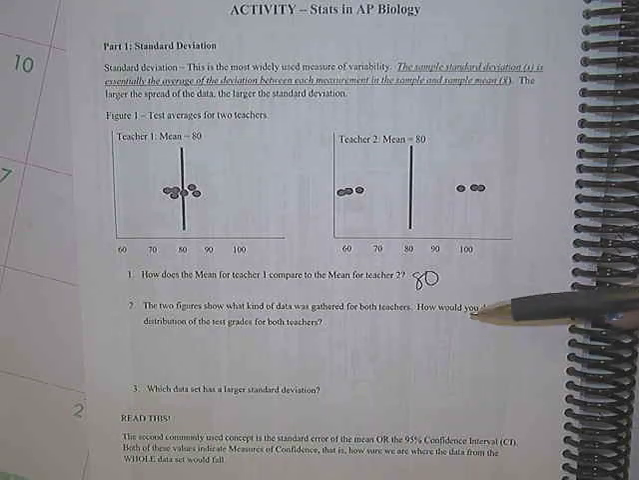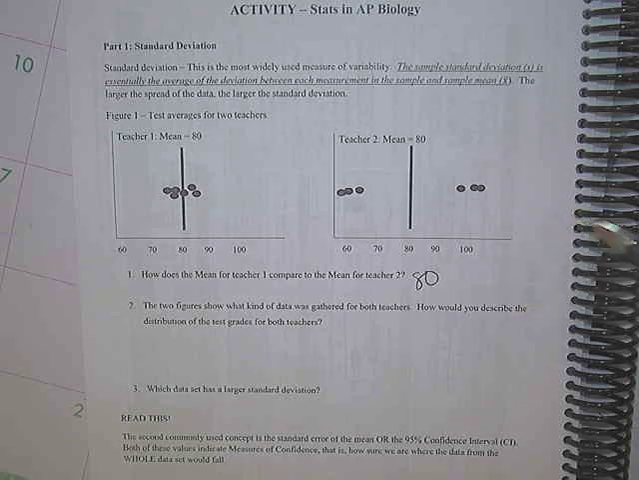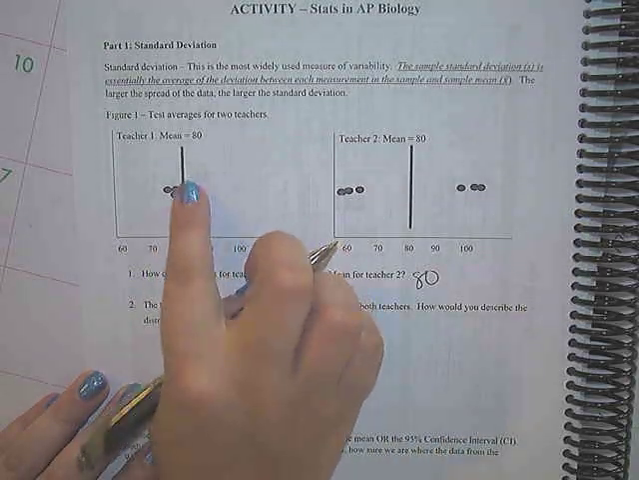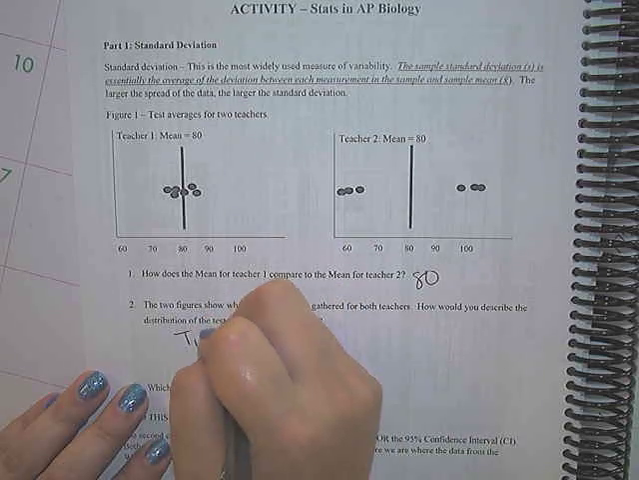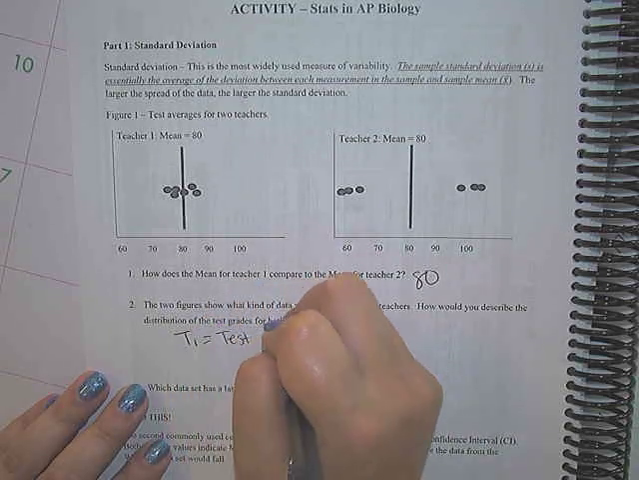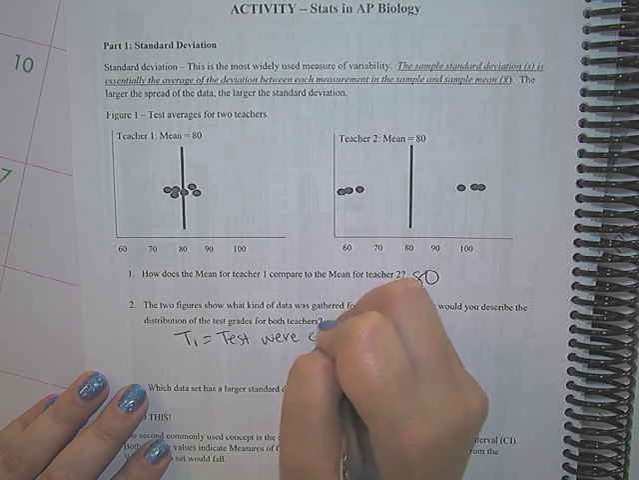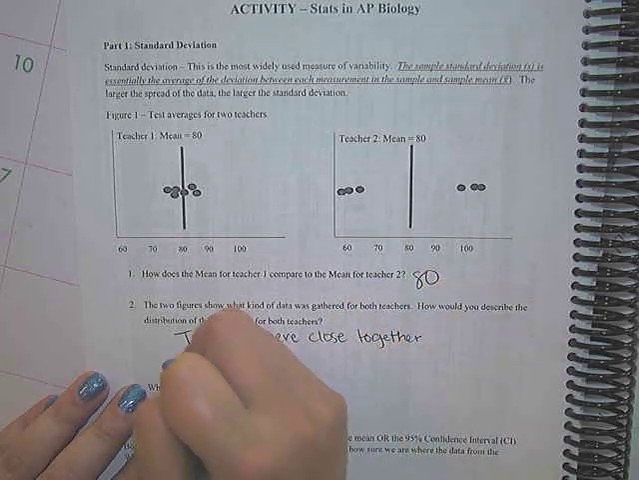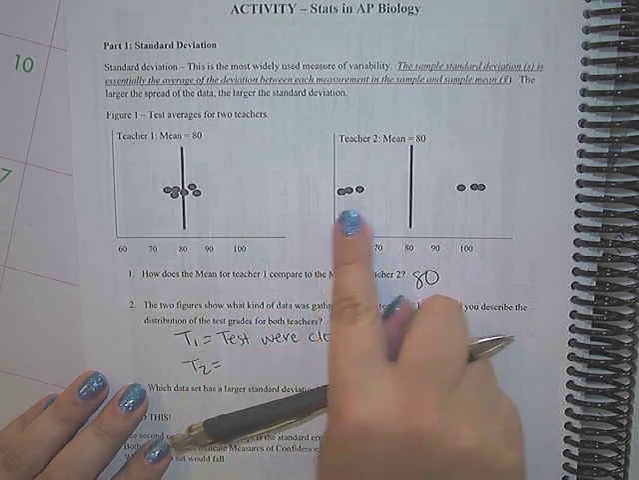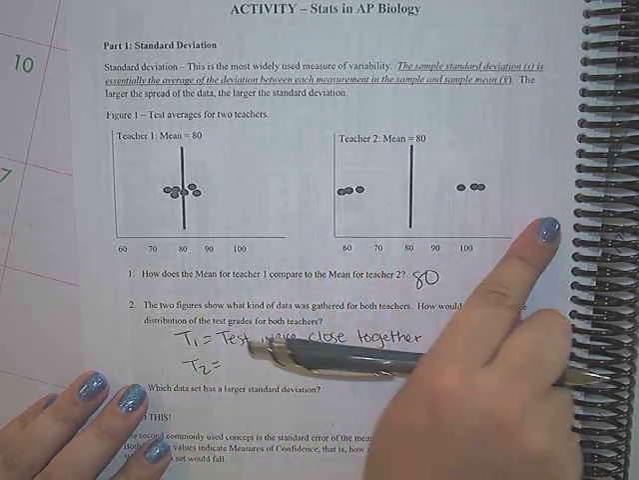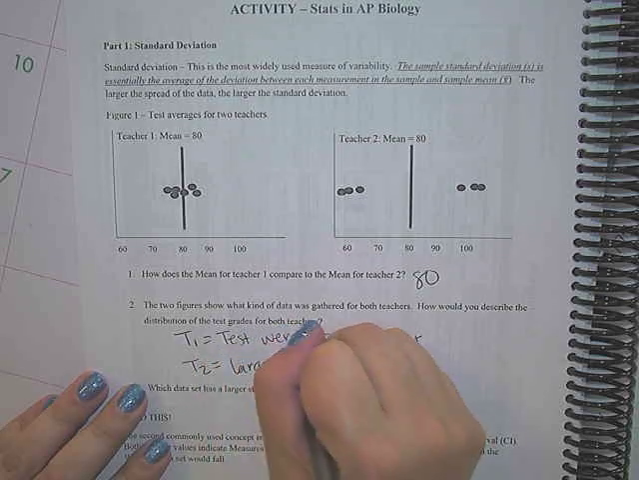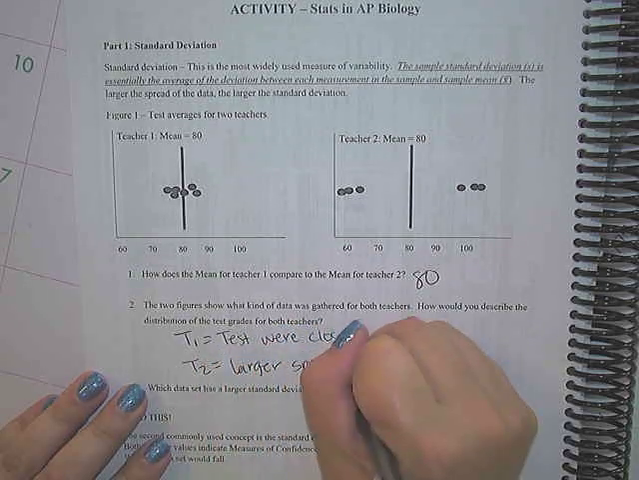The two figures show what kind of data was gathered for both teachers. How would you describe the distribution of test grades for both teachers? For teacher 1, this one right here, I'm going to indicate that the test scores were close together. And then for teacher 2, I'm going to indicate that that has a much larger spread than teacher 1.